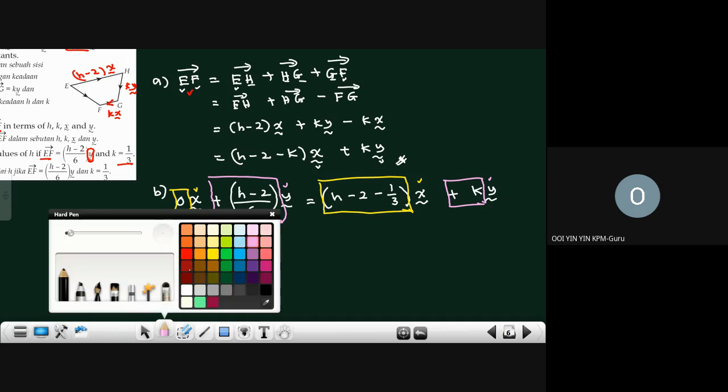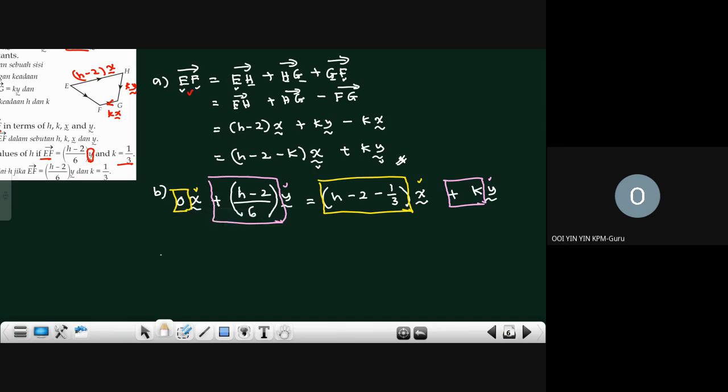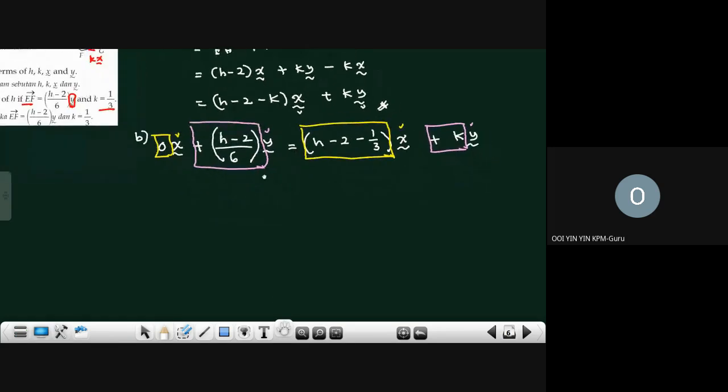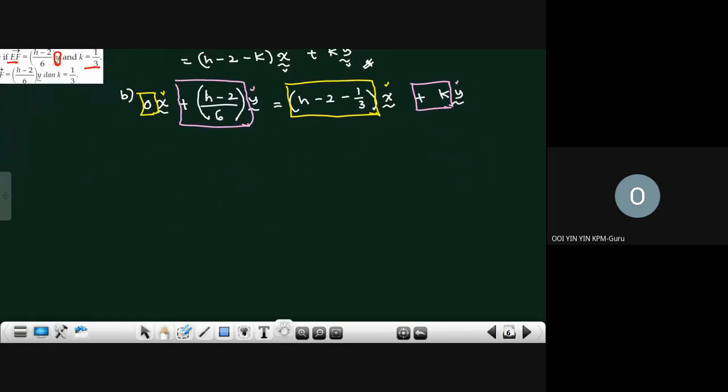So we take this part to compare. Let me write it in yellow color. Your 0 will equal your H minus 2 minus 1 over 3. The X is not needed, we just want the figure. So find your H here. Your 0 equals to H, then this one will give you 2 over 3, 6 over 3, 7 over 3, right? We give you 7 over 3. Then your H will be positive 7 over 3. Okay, done. That's your answer.